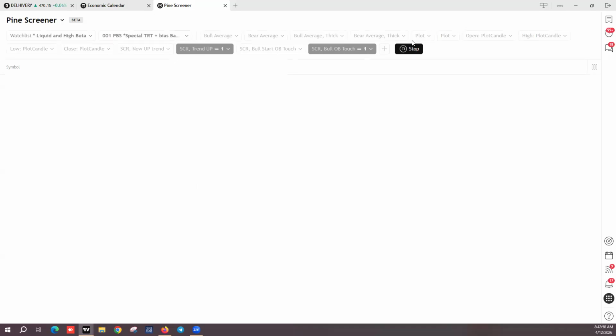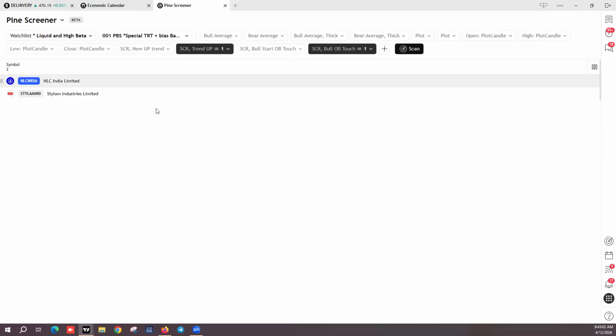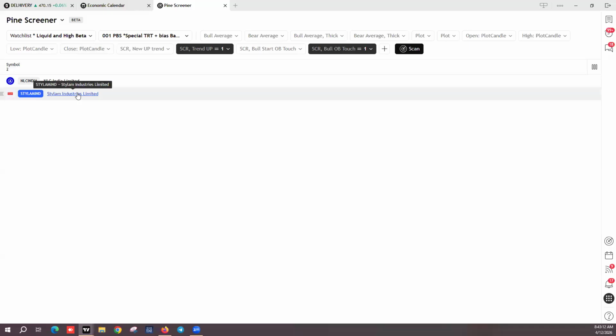So the stock is in uptrend and buying area is touching. How many stocks are there? Only two, NLC India and Stylum Industries. So this way out of 900 stocks, we can get only two. And if they are suitable, we can take entry. If they are not suitable, we can leave them alone. So even after this screening, we have to go and check the particular stock.